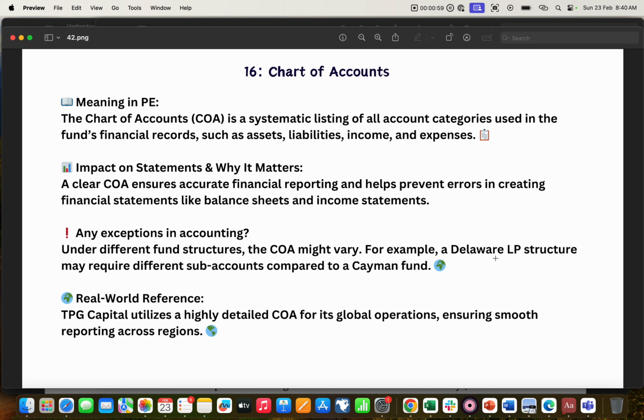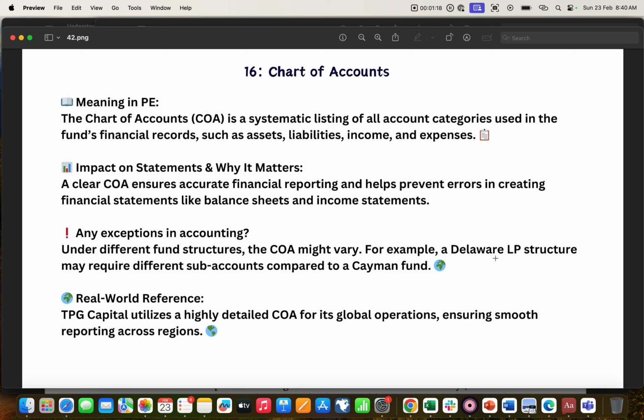So it gives an overview of all the financial records that are maintained in the PE fund, maybe the buying, selling, acquiring, merger. All the information should be recorded in the financial records in the categories of asset, liability, income, and expenses.